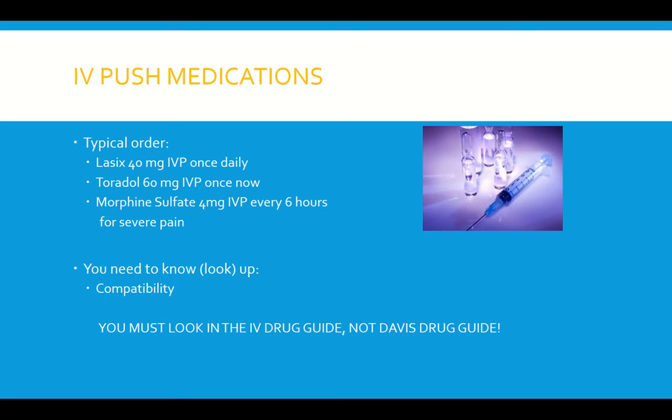IV push. If the patient has a saline lock and is not receiving fluids, you flush with saline, you give your med, and then you flush with saline again. That follow-up flush is given at the same rate as for the medication. So whatever medication rate you looked up, that's how fast you give the flush.